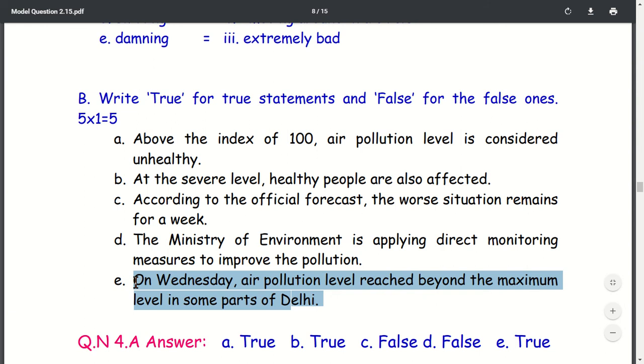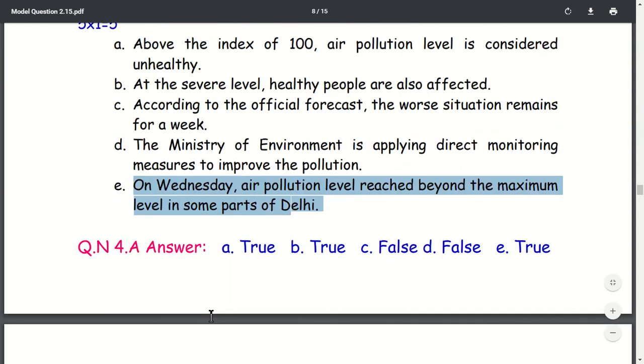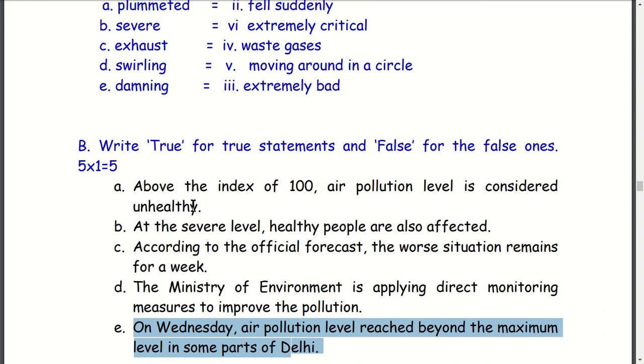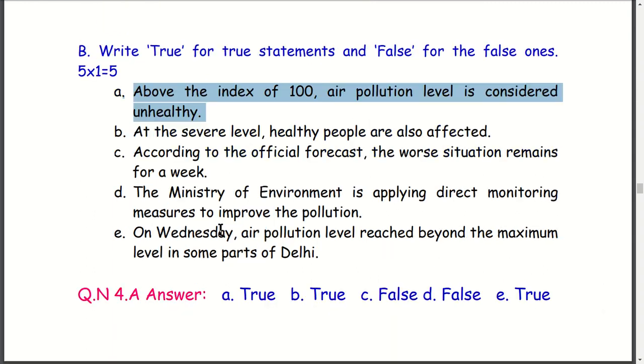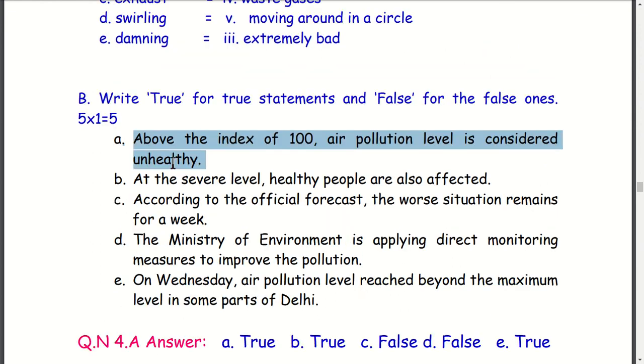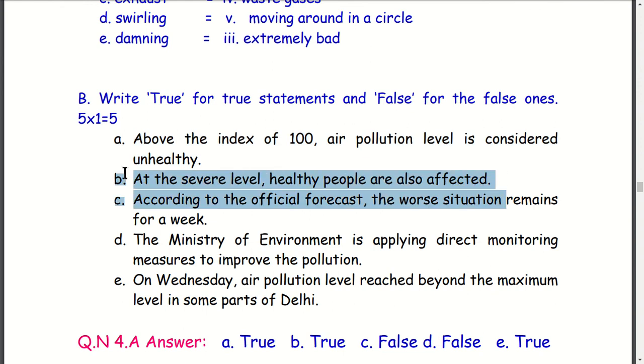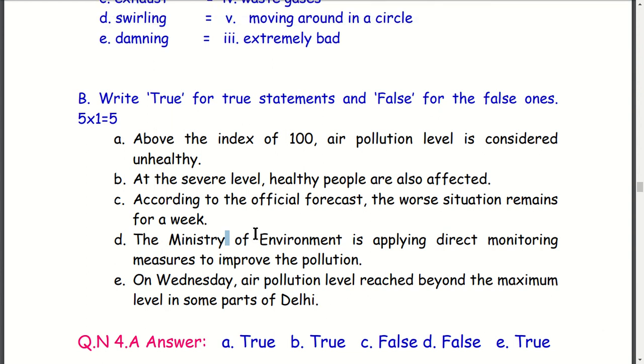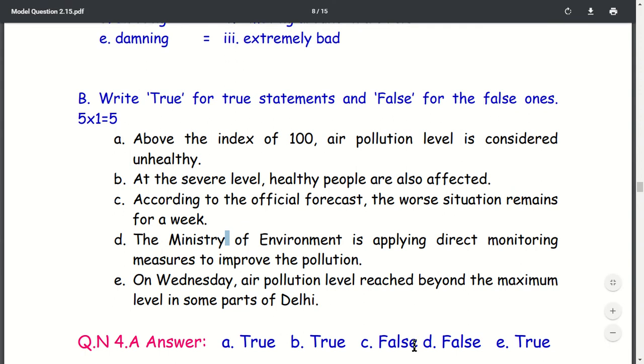Now, let's see the answers. Question A: above the index of 100, air pollution level is considered unhealthy. This is true. B: at the severe level, healthy people are also affected. This is true. C: according to the official forecast, the worst situation remains for a week. No, it is for 2 days, so this is false.